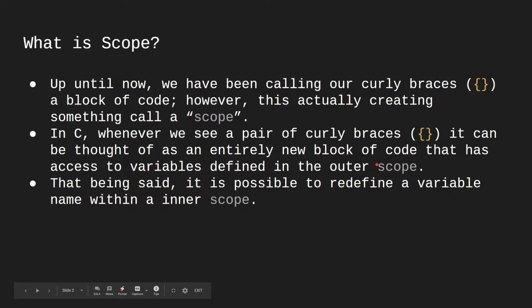What is scope? Up until now, what we've been calling a block of code is actually referred to as a scope. A scope is often related to curly braces, so whenever we create blocks of code with curly braces, within those curly braces we're actually creating a scope. So it's possible inside of a scope to redefine a variable name inside the inner scope. That sounds a little confusing, but we'll see some examples of what I mean.